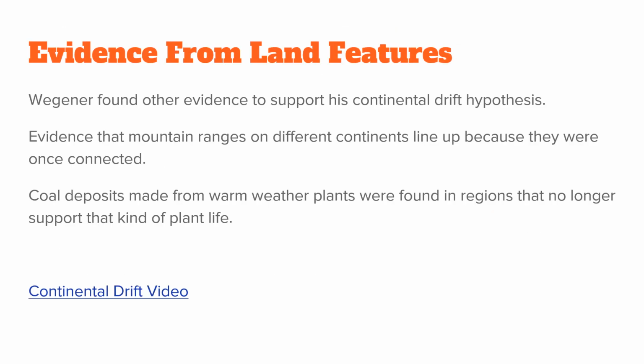Evidence from land features. Wegener found other evidence to support his continental drift hypothesis. Evidence that mountain ranges on different continents line up because they were once connected. Coal deposits made from warm weather plants were found in regions that no longer support that kind of plant life.